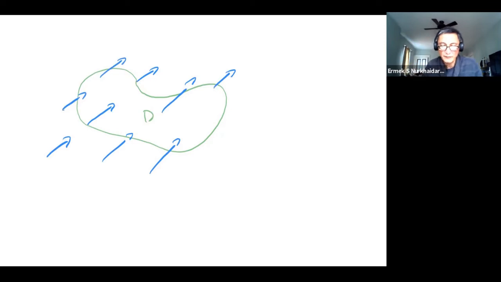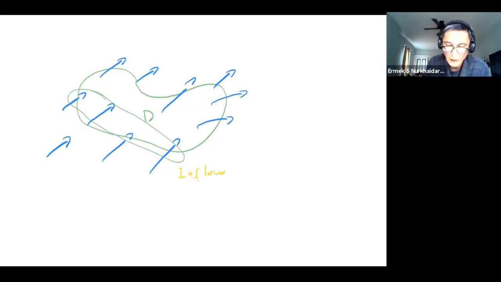So we have our region D, right? And what we do is we assume that we have a fluid which is flowing through that region, right? Maybe with some swirling a little bit here, a little bit there. So what we have here, if you like, the ones which are coming in, that's going to be inflow. And the ones which are coming out, that's going to be outflow.